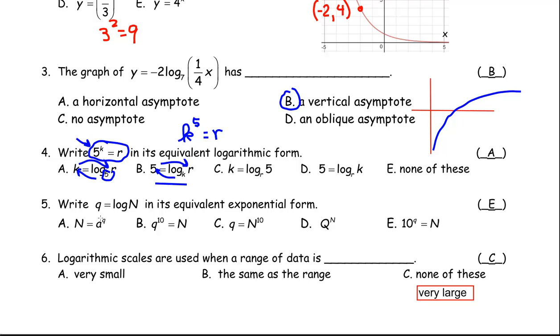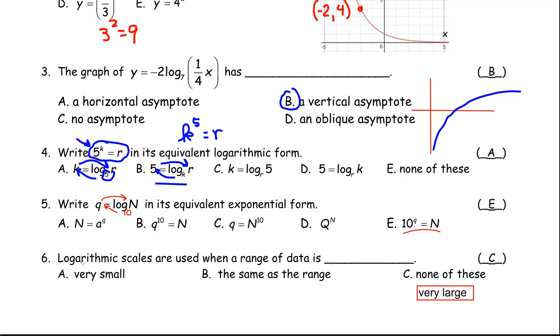On to question number 5 now. It says write q equals log n in its equivalent exponential form. Now the base, if you don't see a base, it's automatically 10. So there's actually a 10 here, and it's not incorrect if you write that, but you don't have to if it's 10. So the equivalent exponential form would be 10 raised to the power of q is equal to n.